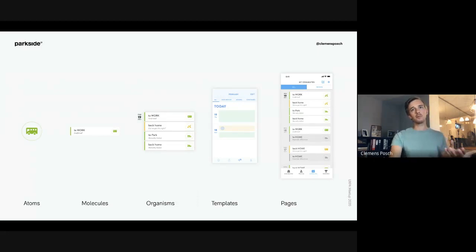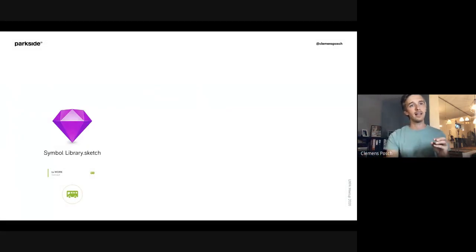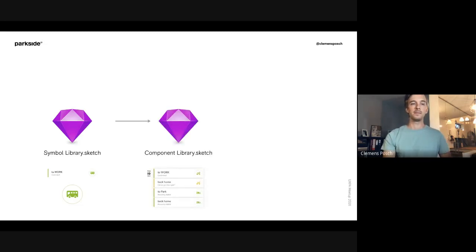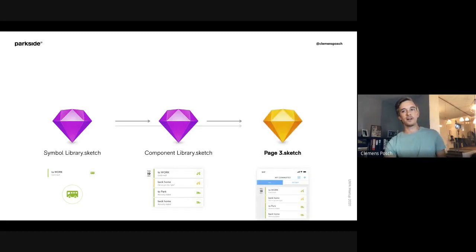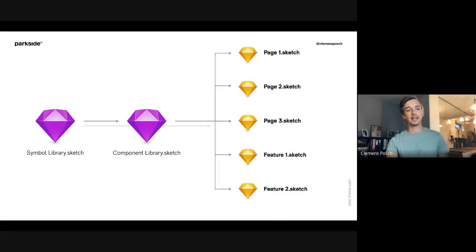And this is how we handle it in real life. All of our atoms and molecules are sitting inside our symbol library. These get moved into a component library to create molecules and organisms. And then we finally have our Sketch files where we're working on different pages, different features. And we can really easily scale and work with many designers on many different features and versions, but still have a design system in place that is fed out of these symbol libraries and component libraries.